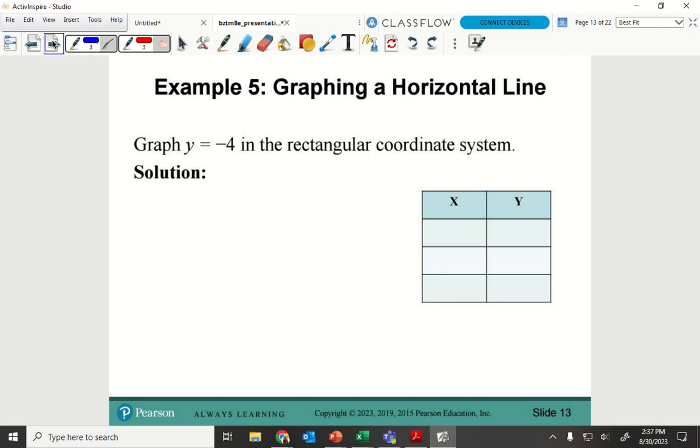Graphing a horizontal line if y equals -4. Okay, y equals -4. So what does y equal? So right here, what is this first y going to equal? What's my second y going to equal? y equals what? -4. What's my third y going to equal? -4. Does it matter what my x is? No. Do you know why? Okay.